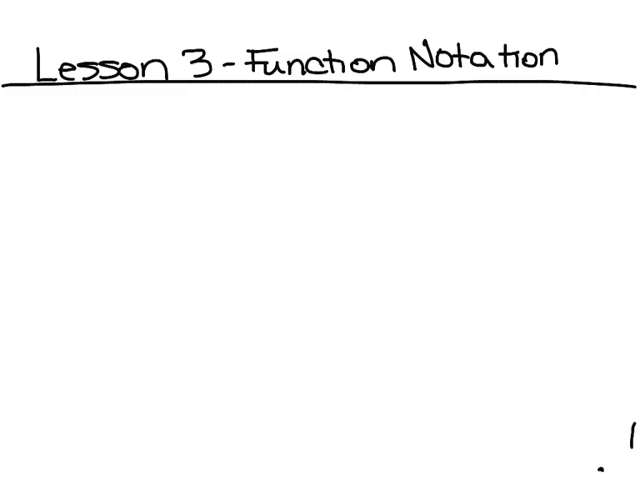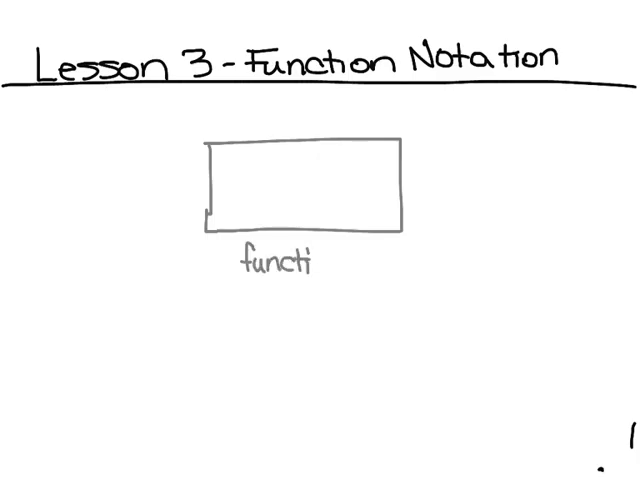Lesson 3, function notation. Function notation is a notation used to show the independent variable of a function. First let's just talk about what a function is. If you take this box, we're going to call it function f. If we take an x and put it in here, something's going to happen to it, and when it comes out, it's going to become f of x. And that's how we say it, f of x.